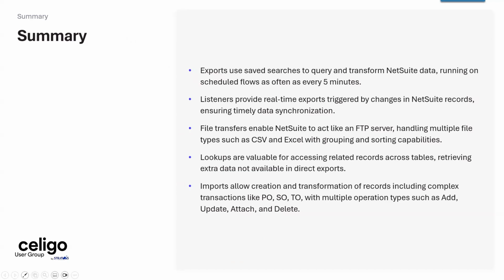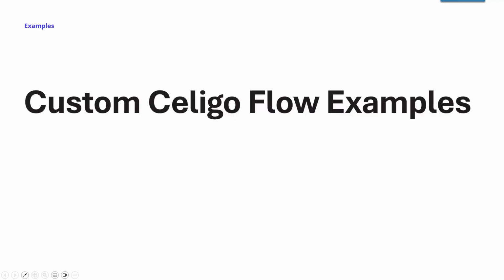Okay, so the last thing I wanted to share today is some examples of custom flows. So one thing that I really like to do with Celigo is NetSuite to NetSuite flows. Like I mentioned earlier, workflows in NetSuite are pretty limited, especially if you want to take information from one record type and update a different record type. So you can use custom Celigo flows to do that type of automation.